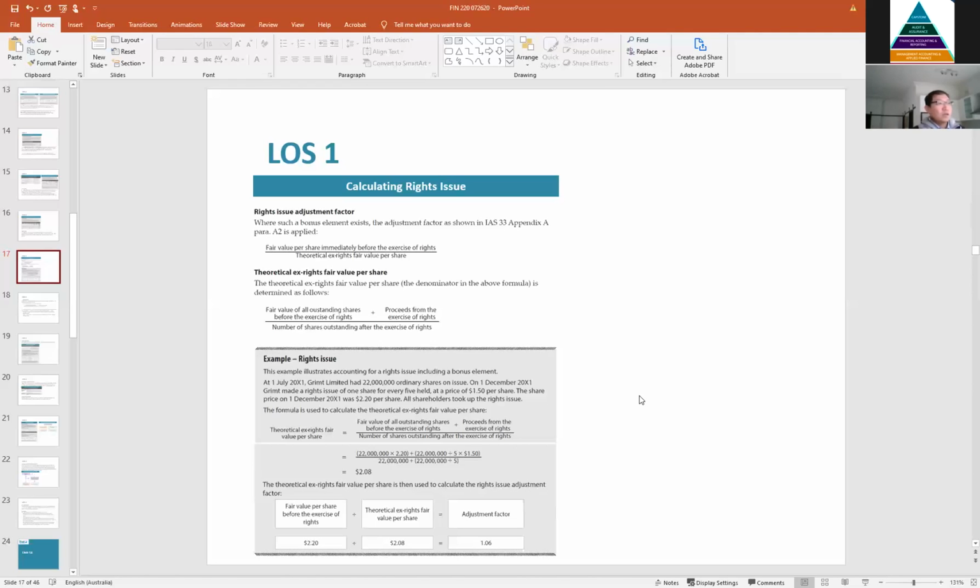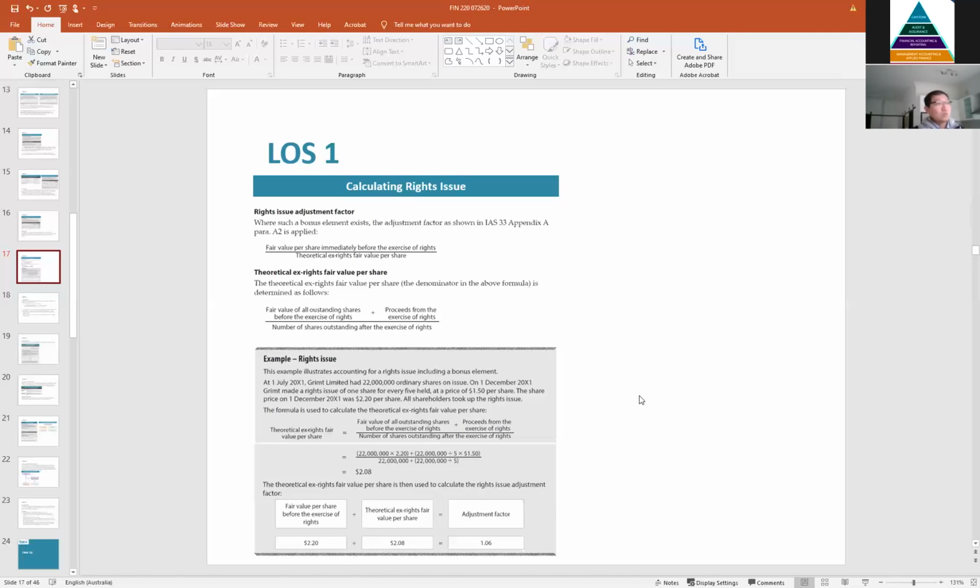Now, we're told that the market price, or the share price, on the 1st of December is $2.20. So you can see here that the ability to purchase the new share is often offered at a discount to the market price. Otherwise, why would anyone want to buy new shares? There has to be something for the existing shareholders. And we are told that all shareholders took up the rights issue. So what we would do is apply our formula.